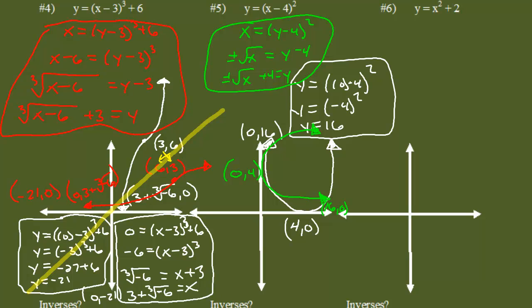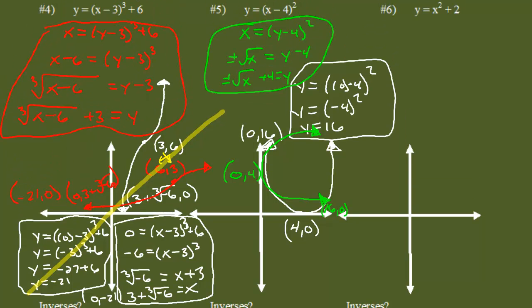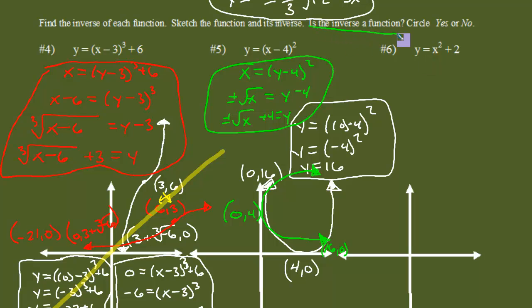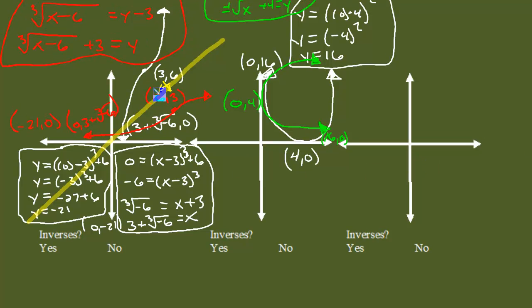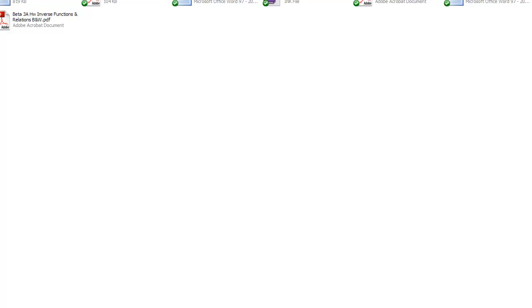Something I forgot to do for 4 and 5, part of the directions, is the inverse of function. Circle yes or no. So looking at number 4, is this red curve a function? Yes. If you run a vertical line over it, you will not hit it twice. Number 5, is the green curve a function? No. Does not pass the vertical line test. If I were to run a vertical line, it would hit this in 2 different locations, which makes it not a function.